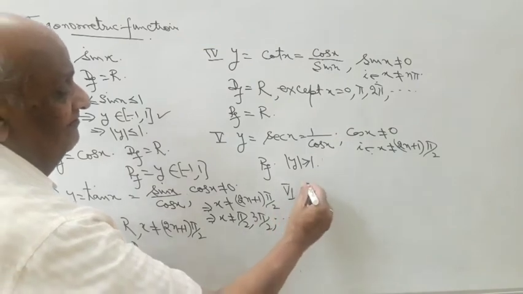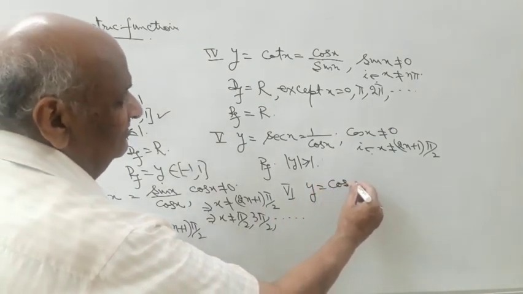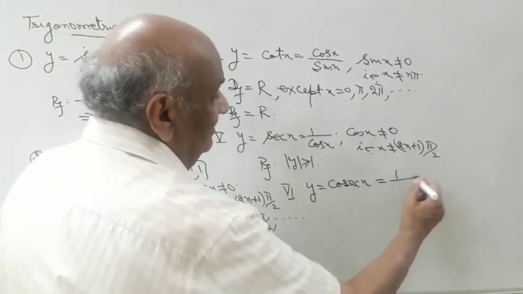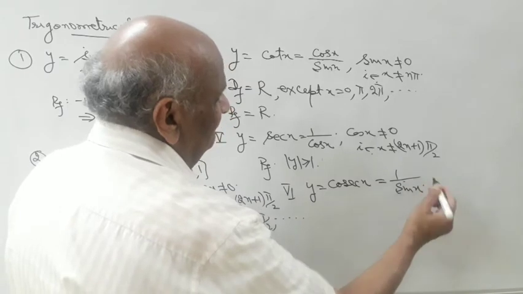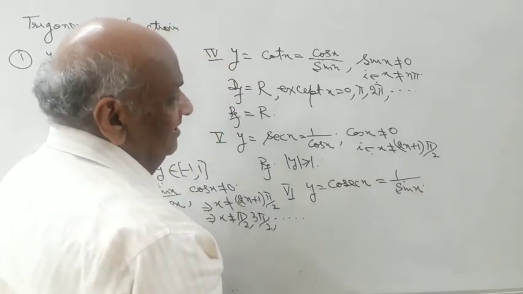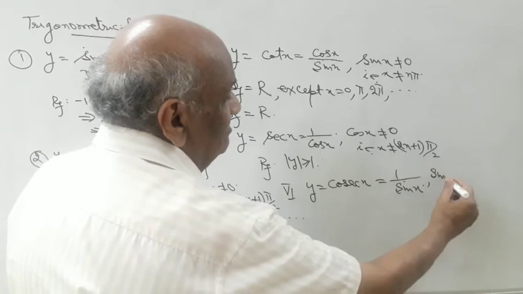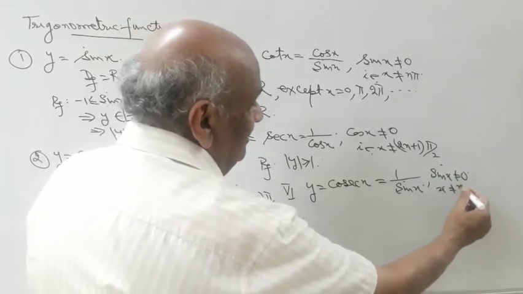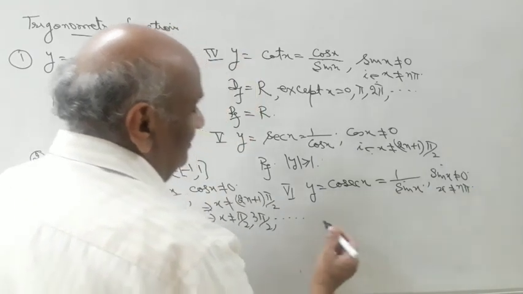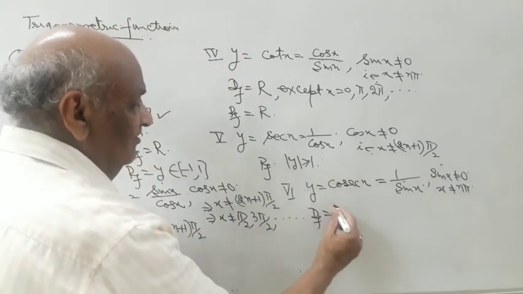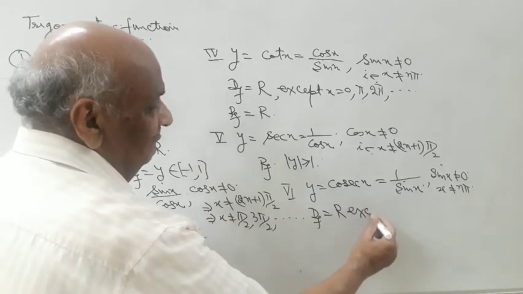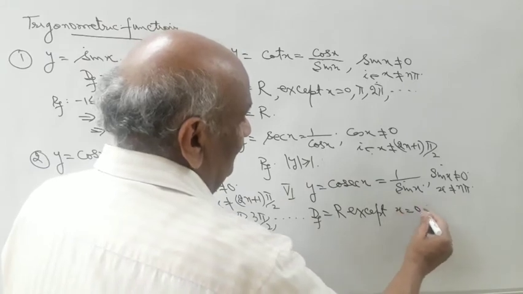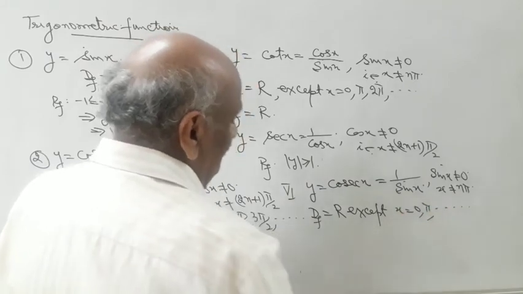Sixth, we have y is equal to cosecant x, that is equal to 1 upon sin x. This holds where sin x is not equal to 0, that is x is not equal to n pi. You can list here, as before, that the domain of the function is all real except x is 0, pi, 2 pi and so on.